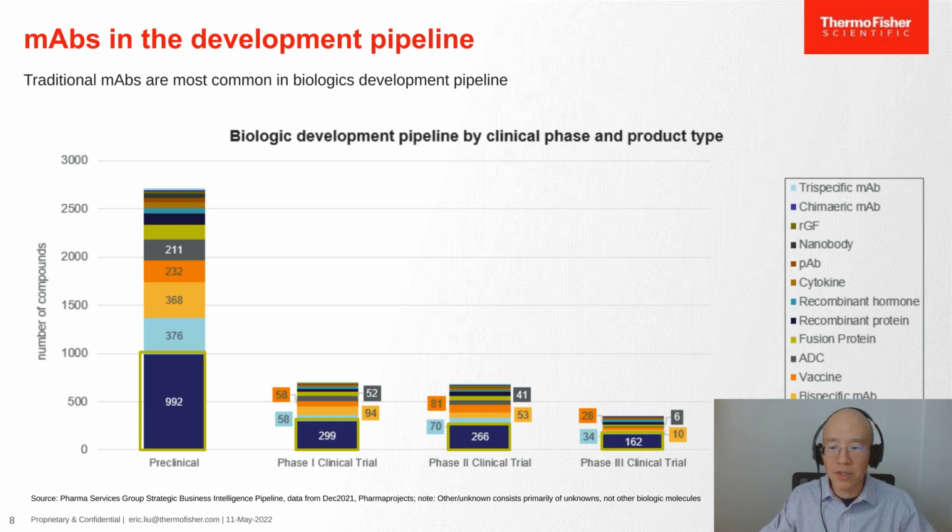In the clinical trials phases shown to the right, mAbs account for 40 to 45% of the overall pipeline by number, with almost 300 monoclonal antibodies in phase 1, 266 in phase 2, and 162 molecules in phase 3 trials. While bispecific monoclonal antibodies and antibody drug conjugates showed the greatest increase year over year from 2020 to 2021, traditional monoclonal antibodies continue to contribute significantly in the global therapeutic pipeline.